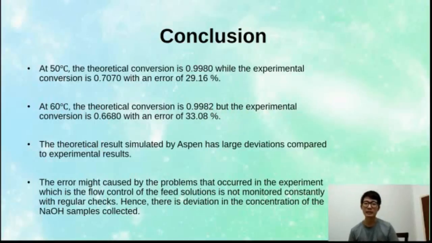Overall, the theoretical results simulated by ASPEN have large deviations compared to experimental results. The error might be caused by problems that occurred in the experiment, which is the flow rate of the feed solution is not monitored constantly with regular checks. Hence, there is deviation in the concentration of NaOH samples collected. So what should we do?